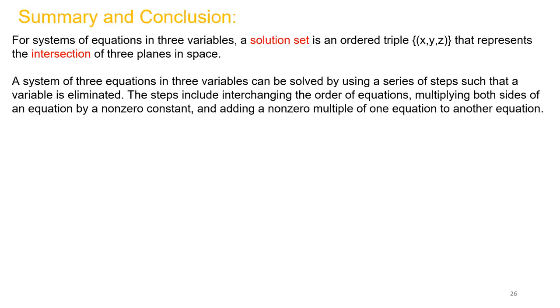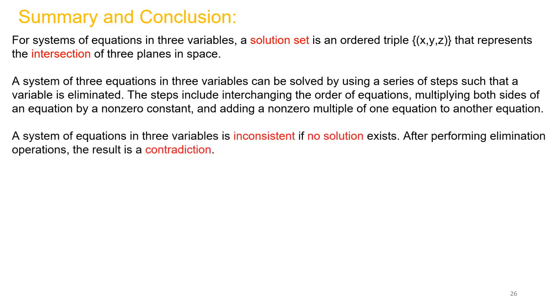A system of equations in three variables is inconsistent if no solution exists. After performing elimination operations, the result is a contradiction. Systems of equations in three variables that are inconsistent could result from three parallel planes, two parallel planes and one intersecting plane, or three planes that intersect the other two but not at the same location.